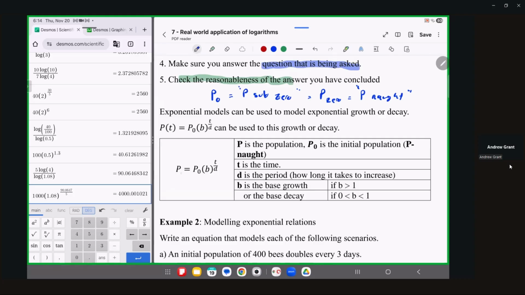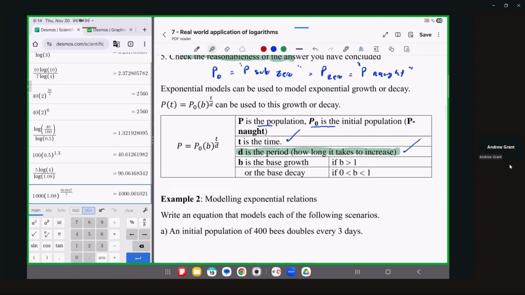What do we have here? P is the population that we care about. So what does it grow to or decay to? P naught is the initial population. T is time. D is the period. When it comes to writing exponential equations, students have the most problem with the period by far. But again, we have plenty of examples for us to cover every case that will come up. B is the growth. So if B is greater than 1, that's a growth. If B is between 0 and 1, then it's decay. Don't worry about negative bases here because that doesn't make any sense.